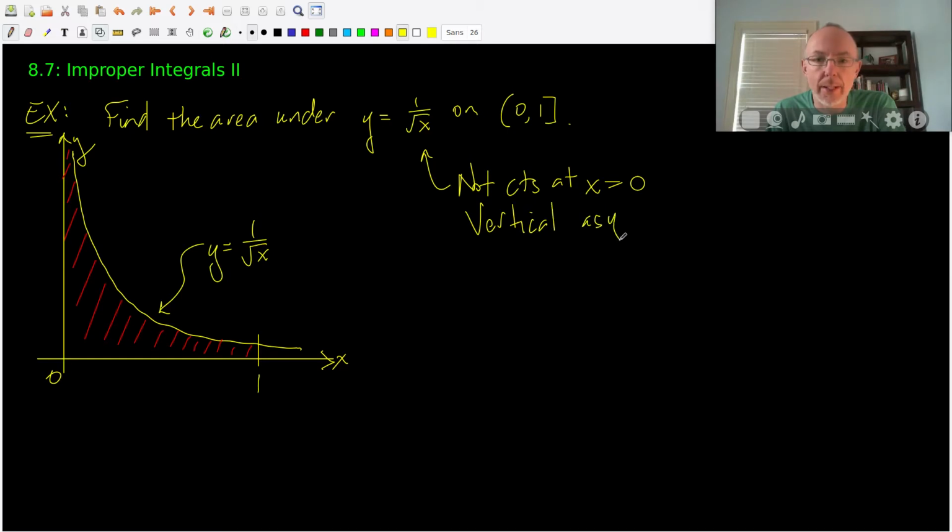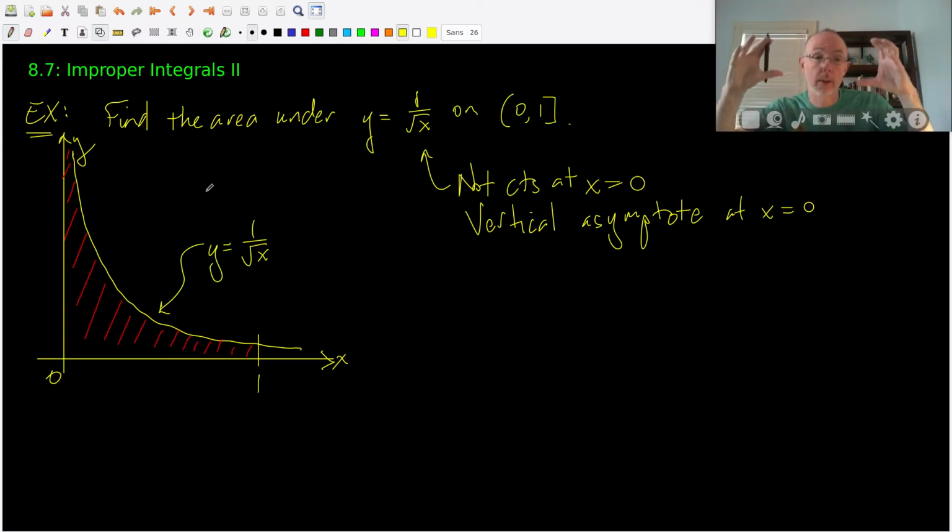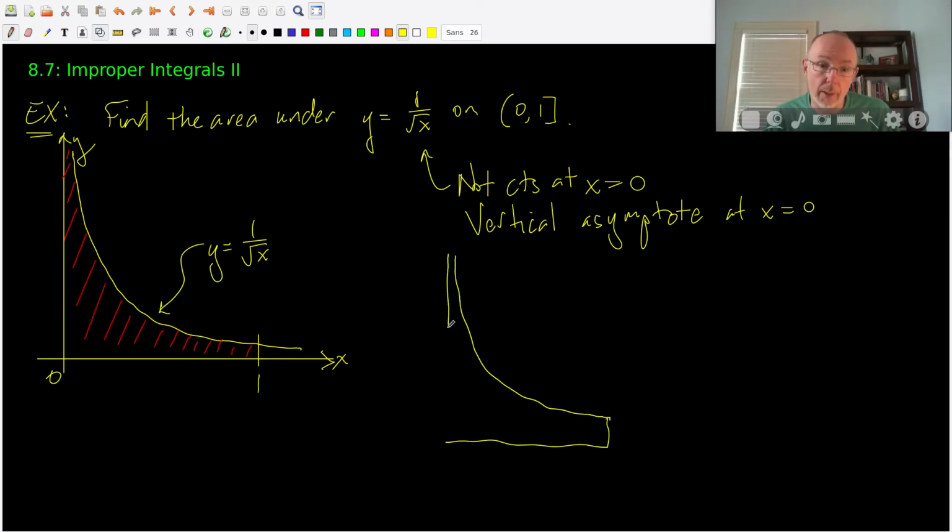Because I can sketch the picture and look at the area and ask if the function actually has a finite area. Is this red area between 0 and 1 for this particular function, just picking this example, 1 over the square root of x, is there a finite area here? So this is going to be an infinitely large region in the sense of I can't enclose it in a box, because it's going to go up forever in that direction.